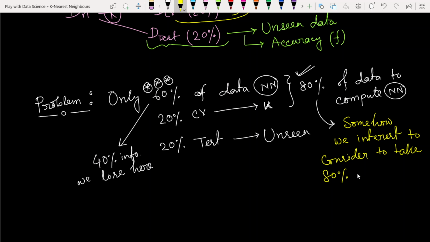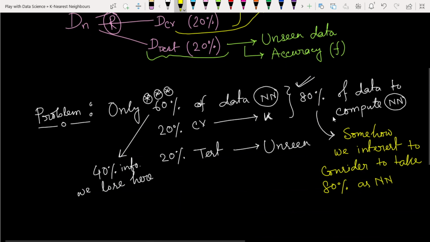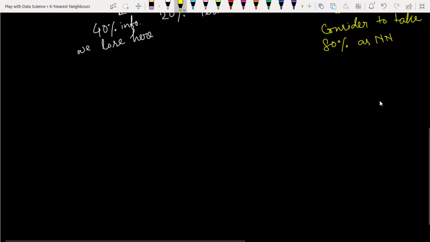We want to take 80% of the data as NN, nearest neighbor points. Here we are using only 60% of the data, but by doing some techniques, some hack, some engineering on these algorithms, we are interested in taking 80% of the data as our NN, meaning nearest neighbor. Okay, so let's see how we will do that.